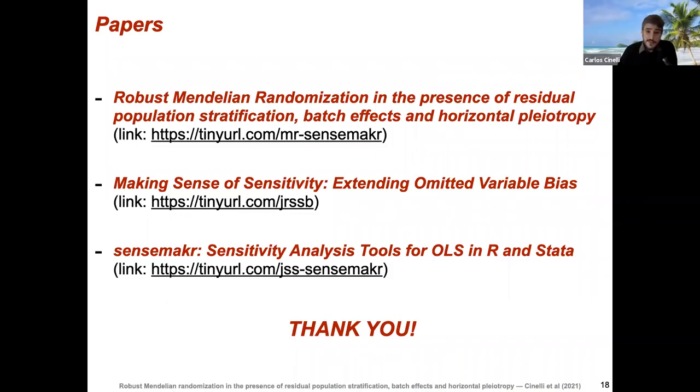Thanks. And if you're interested in applying these tools or in extending these tools, because there's a lot of work to be done also to extend these tools to other MR setups, you can check out the papers. So this presentation is based on this first paper that I showed. It's on bioRxiv. I'm going to update it soon. It's called Robust Mendelian Randomization in the Presence of Residual Population Stratification, Batch Effects, and Horizontal Pleiotropy.